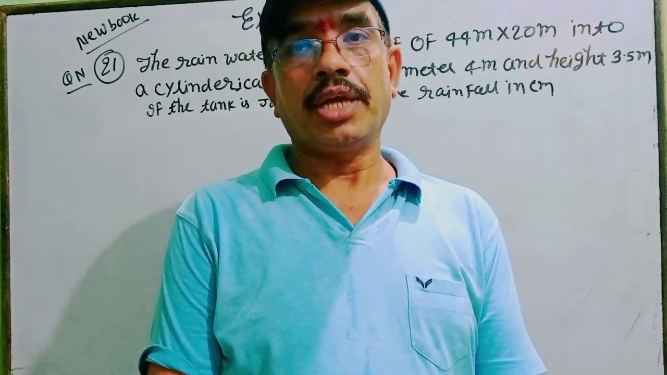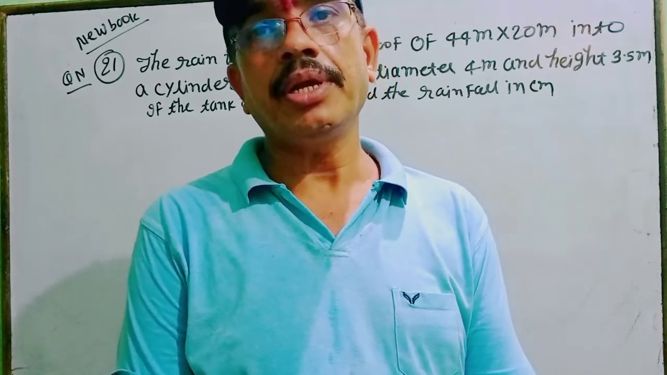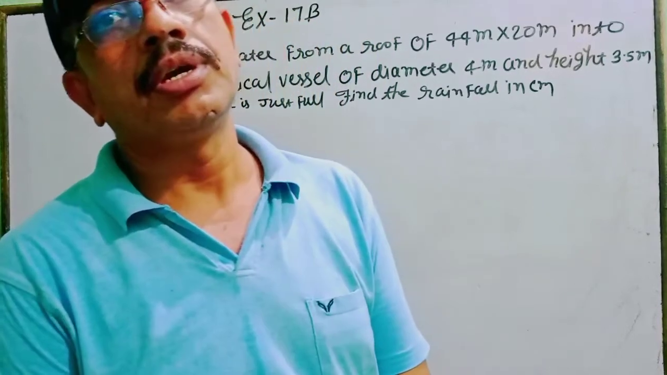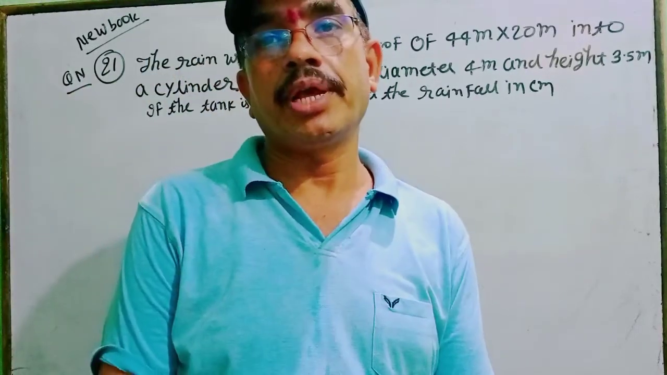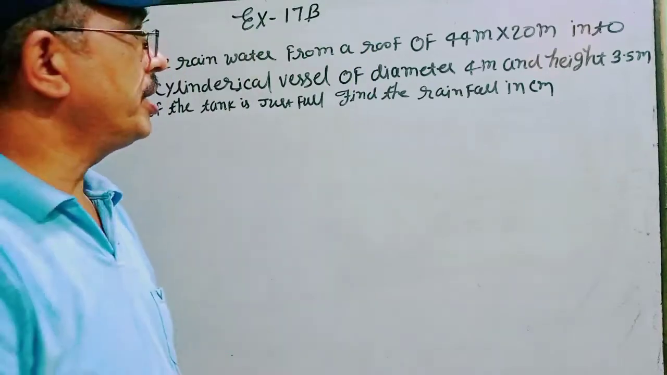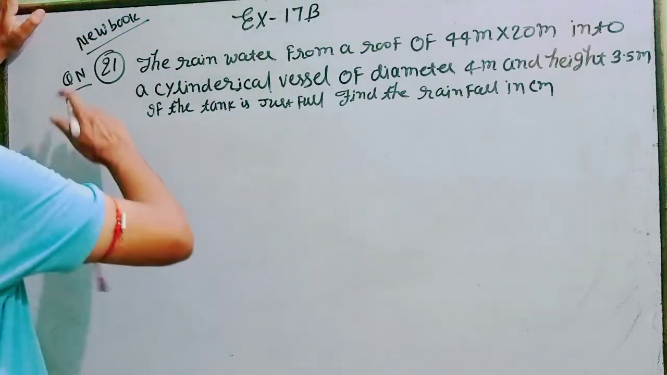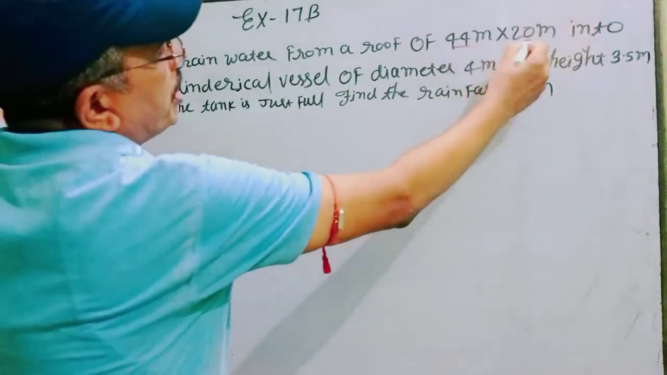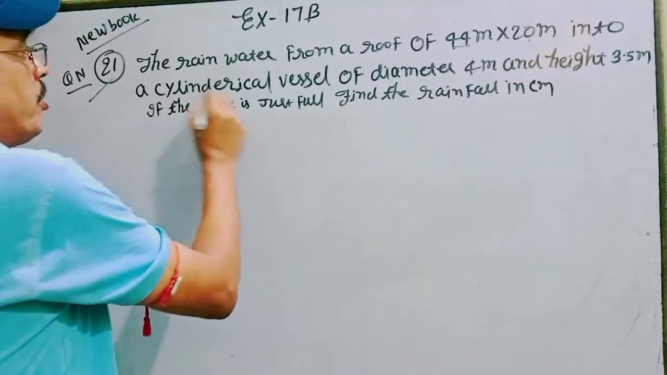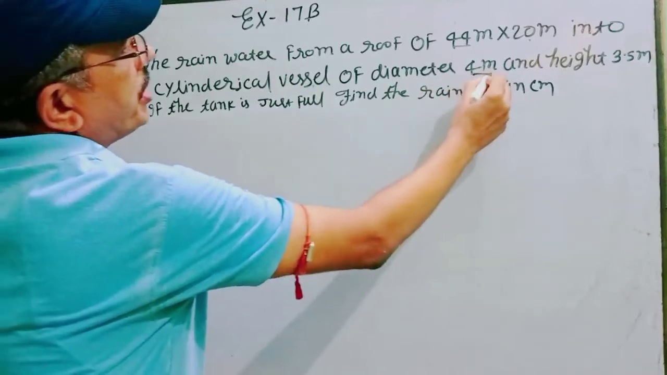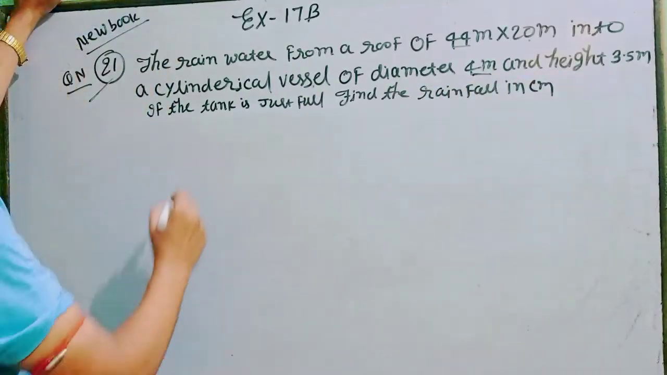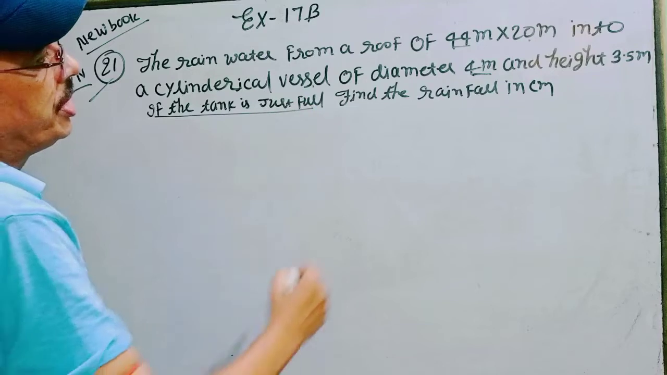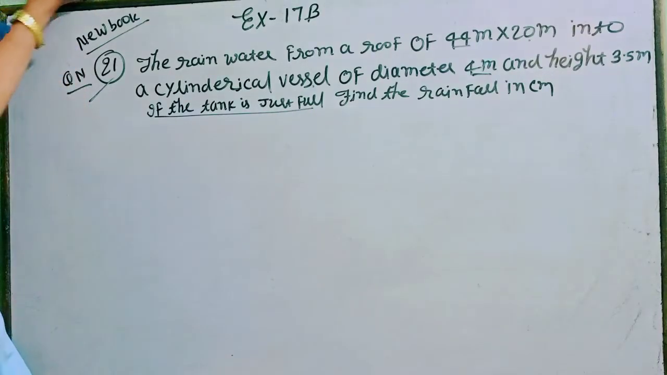Today, in the last video of Exercise 17, I solved some questions that are very important for the board examinations. Now see here, this is question number 21. The rainwater from a roof of 44 meter by 20 meter is collected into a cylindrical vessel of diameter 4 meter and height 3.5 meter. If the tank is just full, then find the rainfall in centimeter.